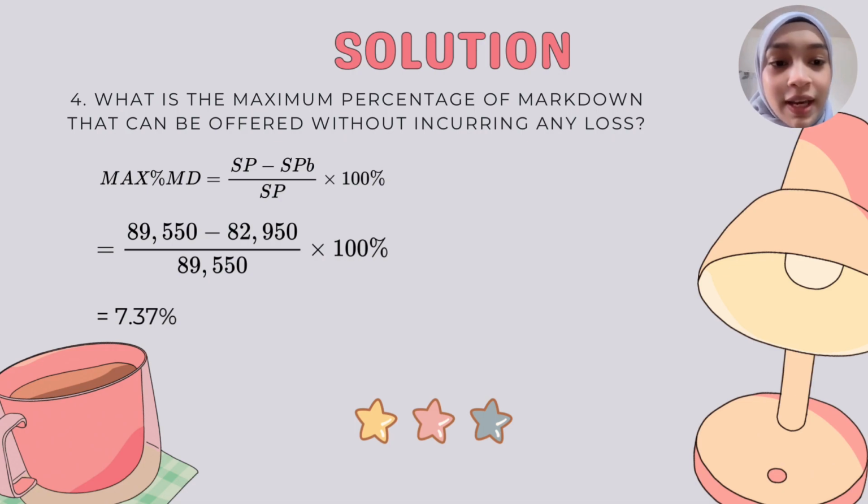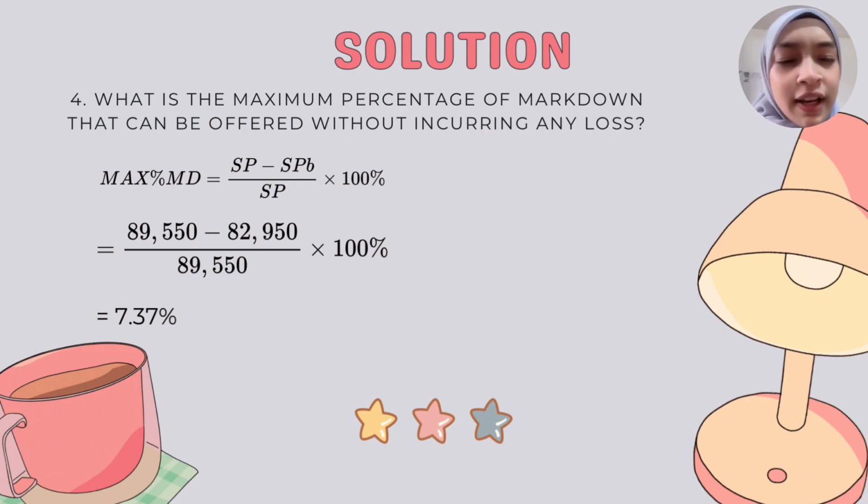So we just insert the amount into the formula to find the answer for this question. We already found the SP, and the SP is 89,550 and the SPB is 82,950. So we're gonna insert the amount into the formula to find the maximum percentage of markdown. So what we're gonna do is 89,550 minus 82,950, and we're gonna divide it by 89,550. Then after that, we're gonna multiply it with 100%.